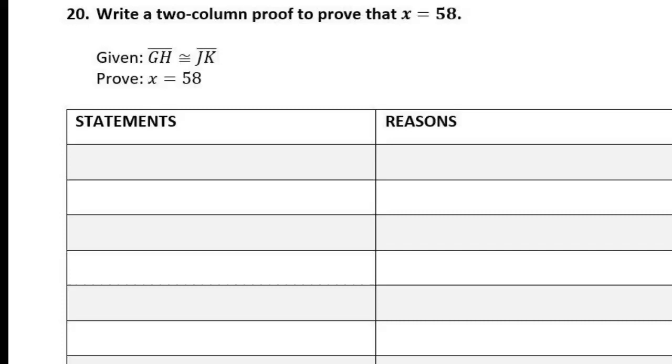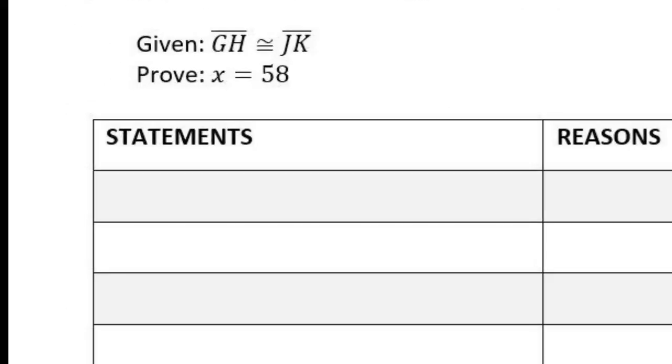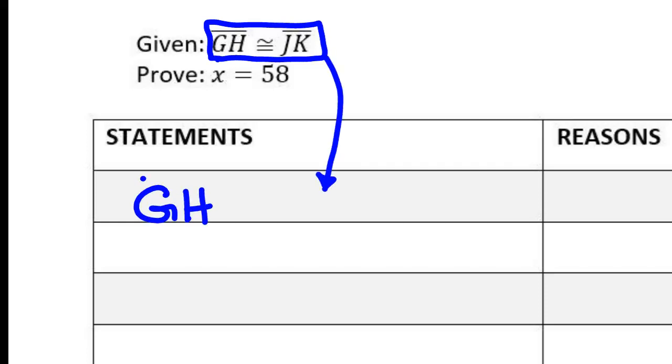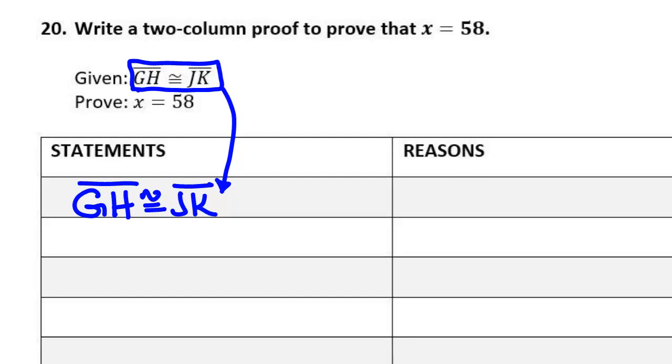This was a write-this-entire-thing-yourself problem. First thing I'm going to write down as a statement is this piece of given information. Segment GH is congruent to segment JK. And my reason? Because it's given.